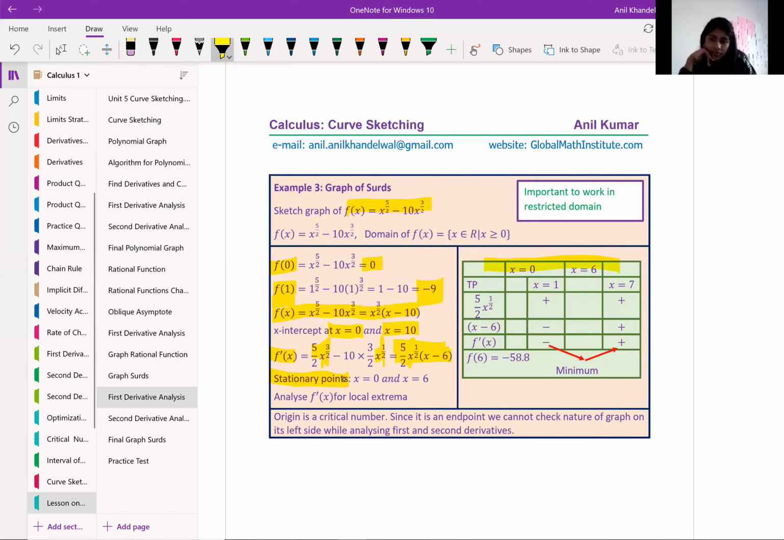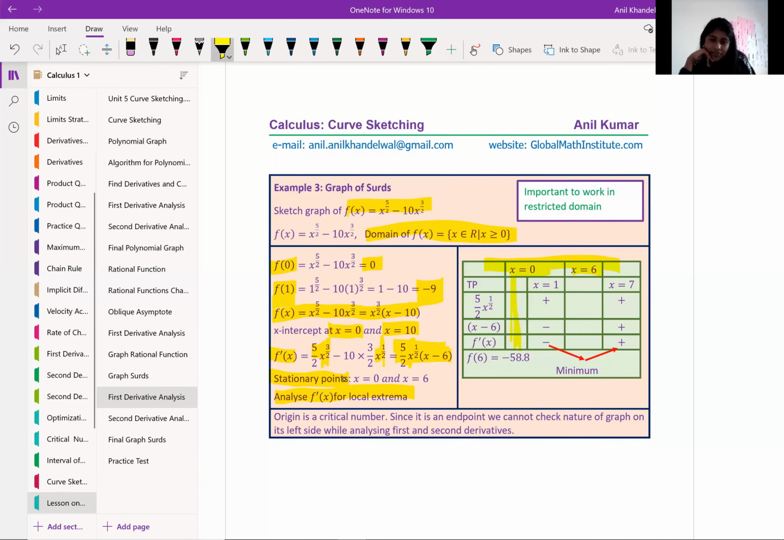most of the time it is stationary points. Is that clear? And now you can analyze the first derivative as we had been doing. So clearly, what I've done here is that I've written x equals 0 and x equals 6. And on the left side of x equals 0, I'm not taking any point to analyze, since that is not a part of our domain. We figured out that the domain here is x greater than or equal to 0. Is that clear to you?